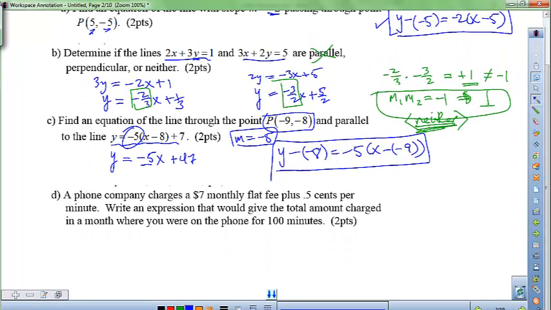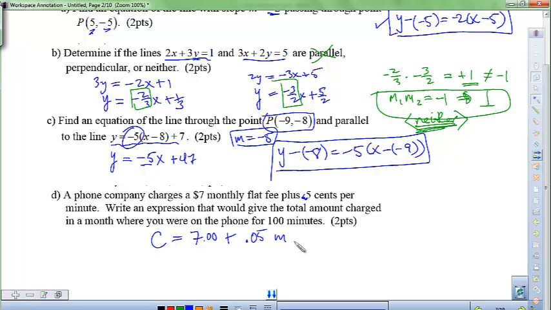Part D. It says a phone company charges a $7 flat fee plus 5 cents. This was a typo, it should say 5 cents per minute. Write an expression that would give the total amount charged in a month where you were on the phone for 100 minutes. So let's first write your flat fee, $7, plus a 5 cents per minute charge. So 5 cents, 0.05 per minute. So this is the cost for your bill.